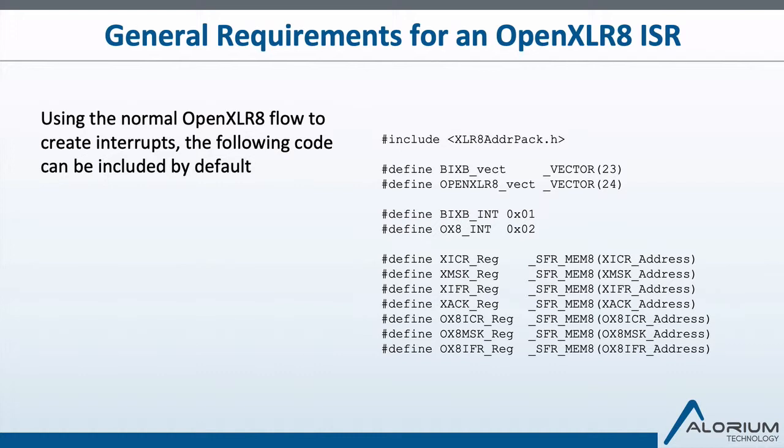and you also want to define the vectors that the ISRs will trigger off of. If you have ever seen an ISR in Arduino before, it's always triggering off of some defined vector. And as we said in earlier slides, those vectors are vector 23 and 24 that we've taken for the built-in XB and the OpenXLR8 interrupt use. It's also useful to define the built-in XLR8 interrupt bit and the OpenXLR8 interrupt bit, which would be bits 1 and 2. And then those address registers are defined from the OpenXLR8 address pack.